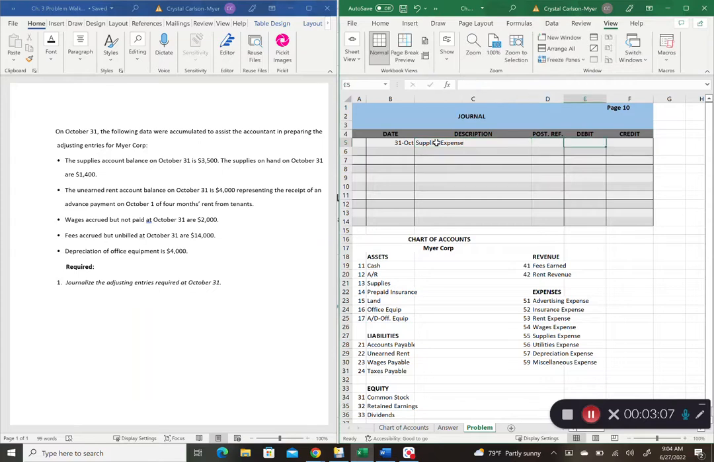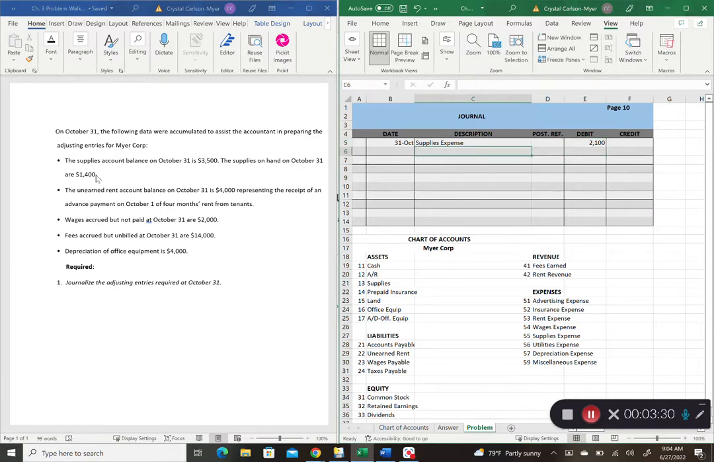And for the difference, so we want to know the amount we have used up. We started with $3,500. We're now down to $1,400. So that means we've used up $2,100 worth of supplies. And that is the amount you're going to use in your adjusting journal entry. It's always the amount that you have used up. So we're going to go ahead and debit the account for $2,100.